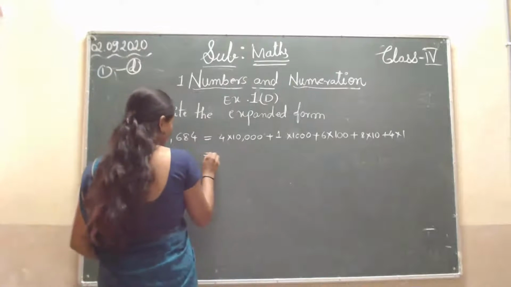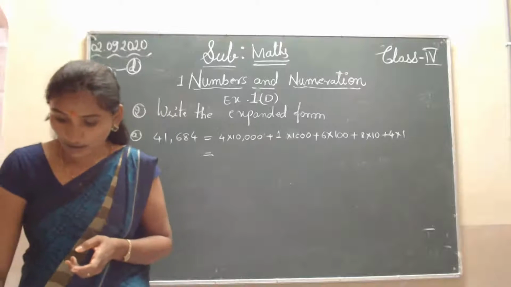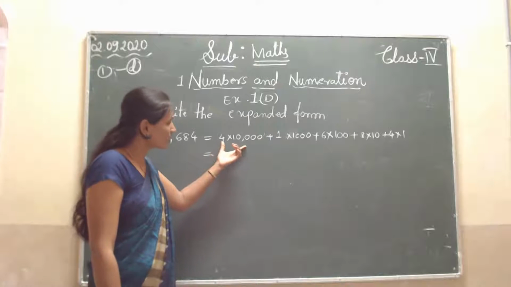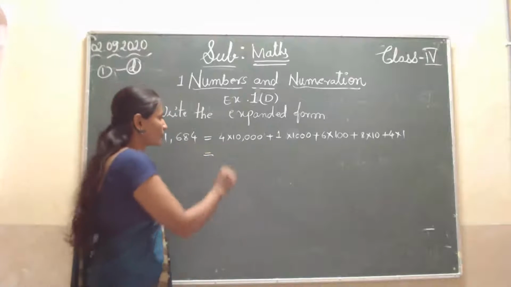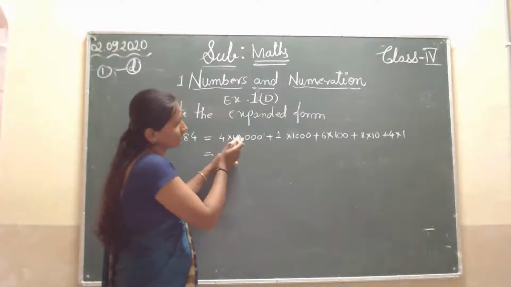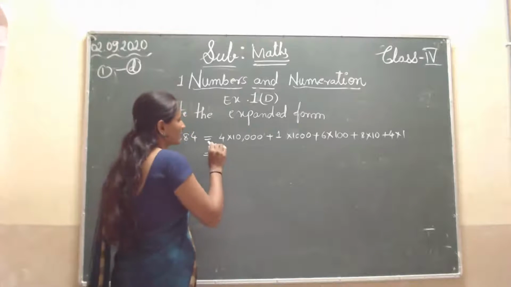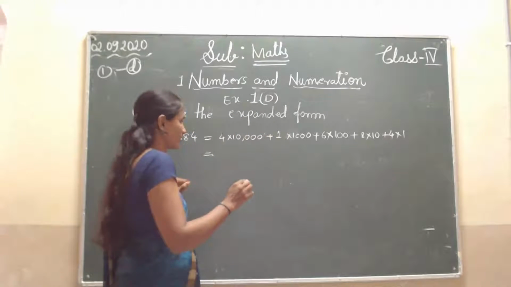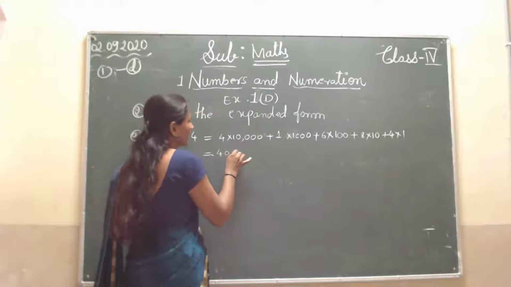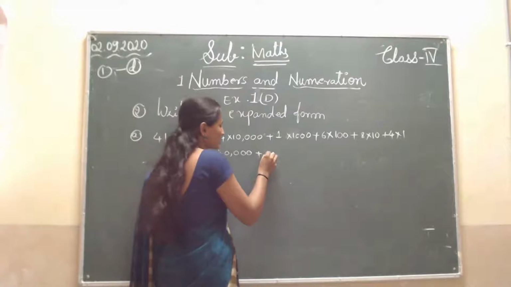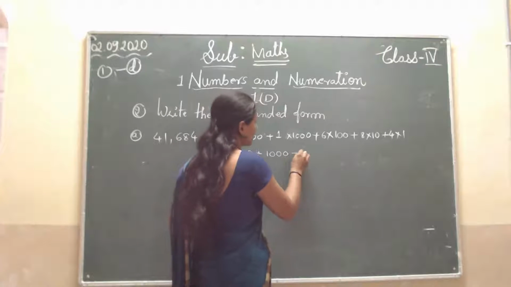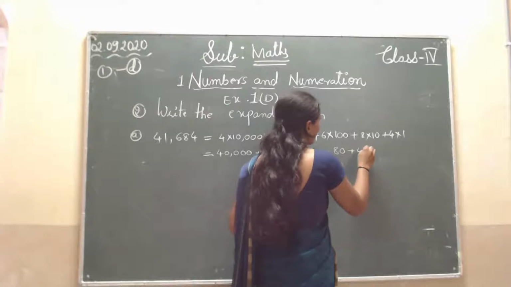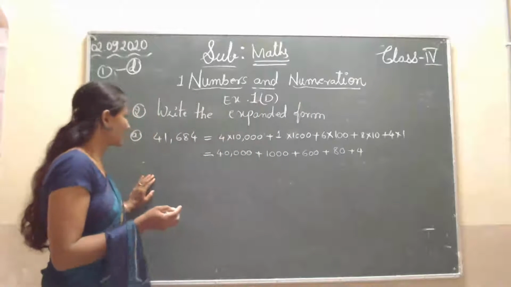Yes, students. So next step. Here I wrote the direct step. The first step I already explained, so I wrote in shortcut. Directly you have 4, and in the next step you have to do this addition. First you have this multiplication, afterwards you will write the addition. 4 into 10,000 means 40,000 plus 1 into 1,000 that is 1,000. So 6 into 100 is 600. So 8 into 10 is 80 plus 4 into 1 that is 4. So this is the expanded form.